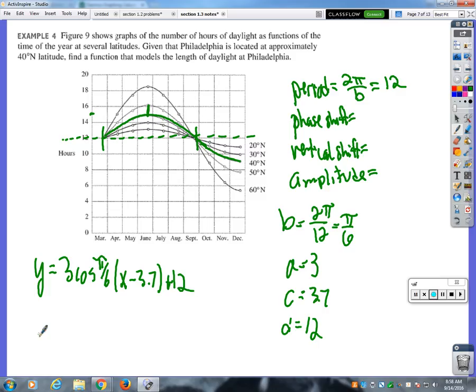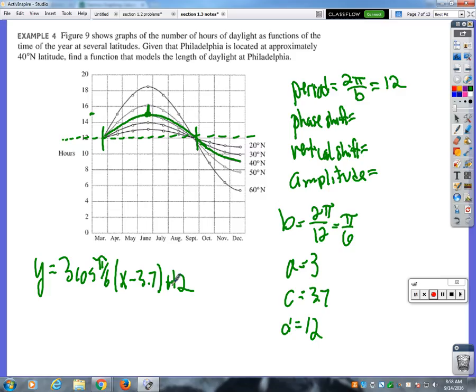Wait, if it's cosine, isn't it moved up to where it's? Yeah, that's why we had to start right here, because cosine starts at a maximum. So it's moved up 15. Oh, no, because it's how far the middle of the graph is, not the highest point of the graph. Okay? So, do you understand where all 4 of these numbers come from?